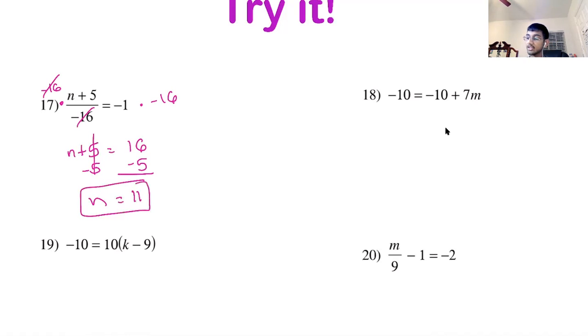Very, very simple. Next one, -10 is equal to -10 plus 7m. So again, let's look. Can I do addition or subtraction? Yes, I can. I can just add the 10 from here and put it on this side. So -10 plus 10 is 0, and that's equal to 7m. So now what do I do? I divide by 7 right here. 0 over 7 is 0, so therefore m is equal to 0. Pretty simple.